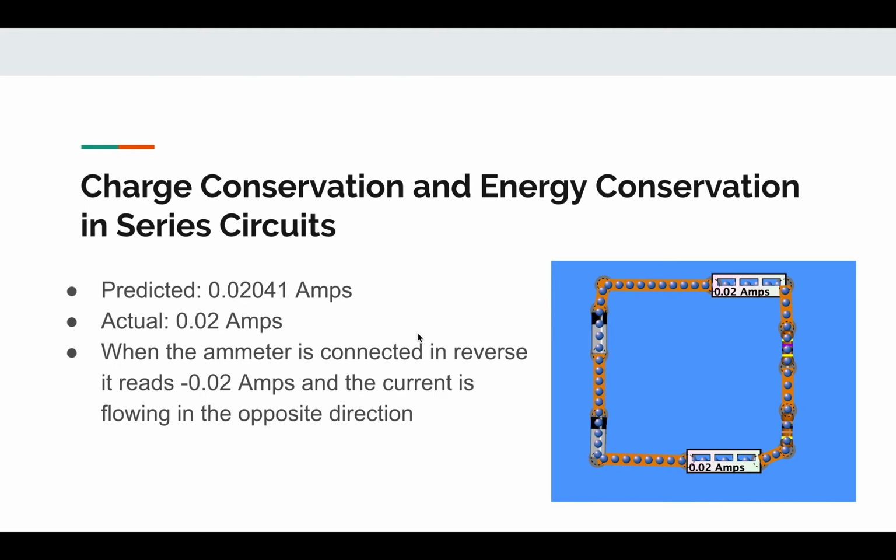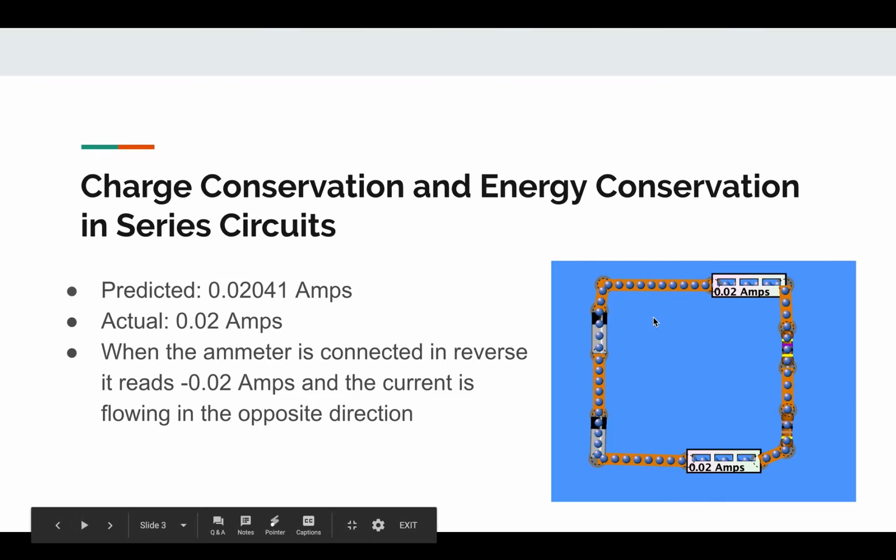So for the first part, here's a simple series circuit with two 1.5 volt batteries, two resistors, and two ammeters. Using V equals IR, we can predict the current I1 and I2 that would be measured by these two ammeters here. We predicted it to be 0.02041 amps, and our predictions were correct.